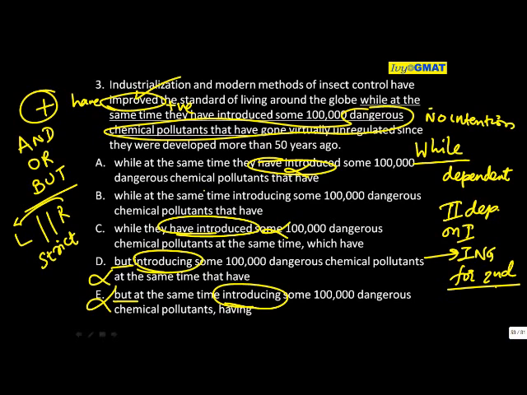So the GMAT says, if something is intended and something is unintended, both can never be put in parallel forms. Now, if you say "have improved" is parallel to "have introduced," it's not possible, because one is an intended result and one is an unintended result. And that's why the best answer would be B.